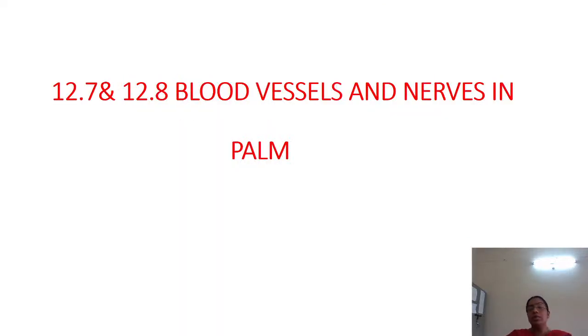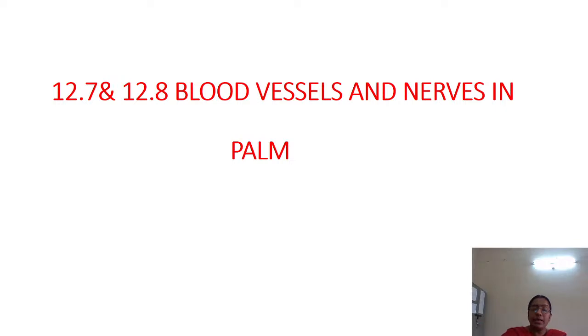Yes. So that is all about the intrinsic muscles, where you have seen the thenar muscles, hypothenar muscles, four lumbricals, four palmar interossei and four dorsal interossei. Next, coming to the blood vessels of the palm. So what are the blood vessels of the palm?